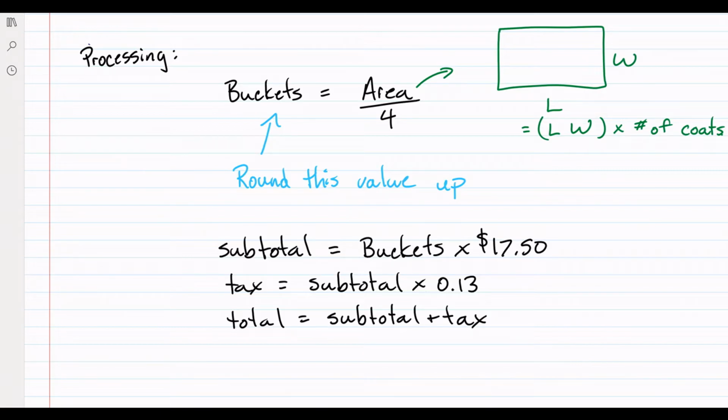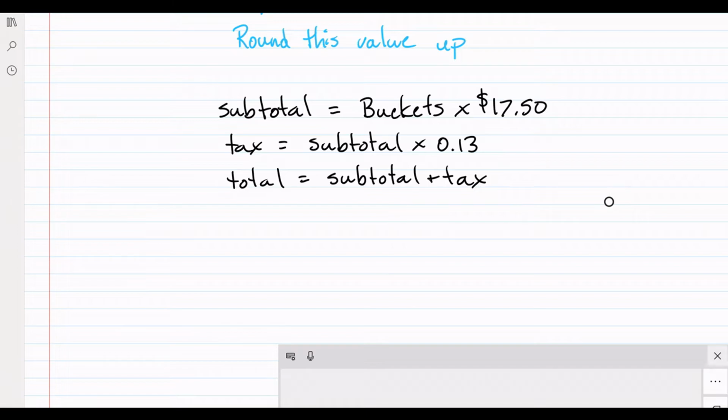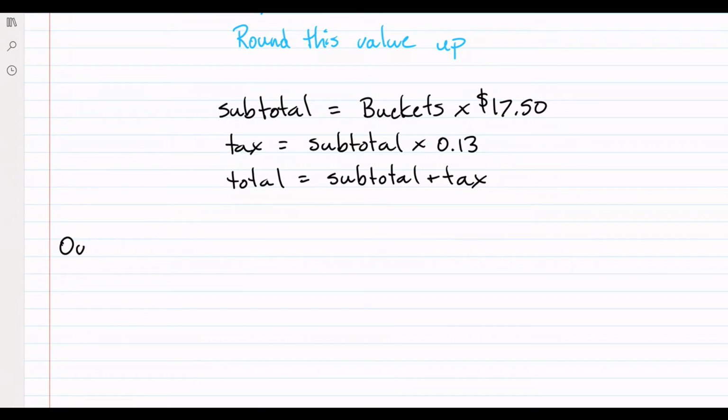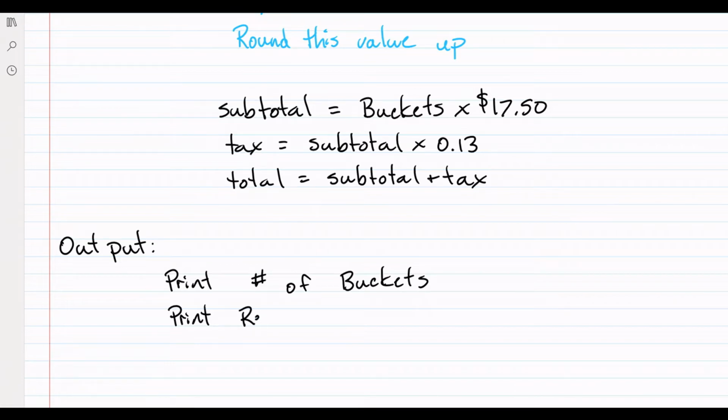In terms of the output, I just have to make it look nice, but I do need to print out the number of cans and probably a little receipt of the cost. So maybe we'll print out the subtotal, the tax, and the total.